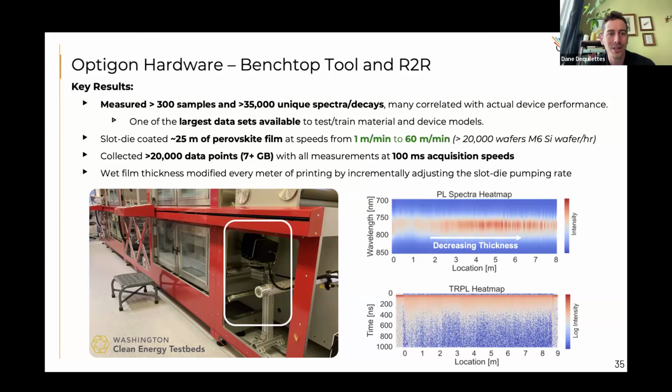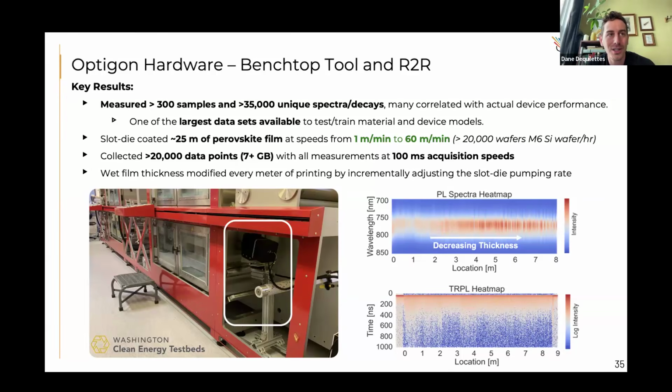On the roll-to-roll, we slot die coated 25 meters of perovskite film at speeds anywhere from 1 meter per minute to 60 meters per minute. As I was saying, that's equivalent to over 20,000 M6 silicon wafers per hour. Just in that short visit to the Washington Clean Energy Test Beds, we collected over 20,000 data points, about 7 gigabytes of data, and all the acquisition times were 100 milliseconds. So really pushing down what's capable with these types of tools.